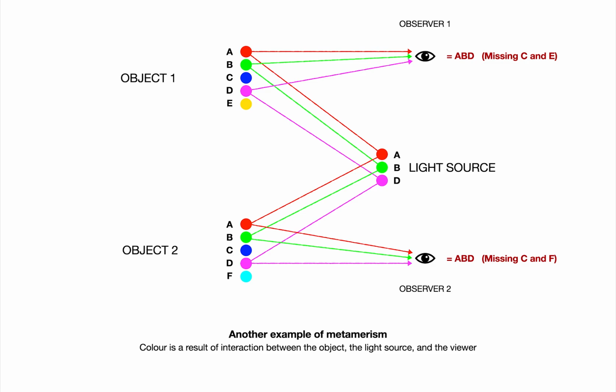Because these two objects reflect different frequencies of light, in daylight they would appear to be different colors. However, because in this instance the light source is not full spectrum, because it emits only red, green, and magenta, the colors reflecting from these two objects and reaching our eyes would result in the same mix of colors, meaning that we would perceive these two objects as if they were of the same color.